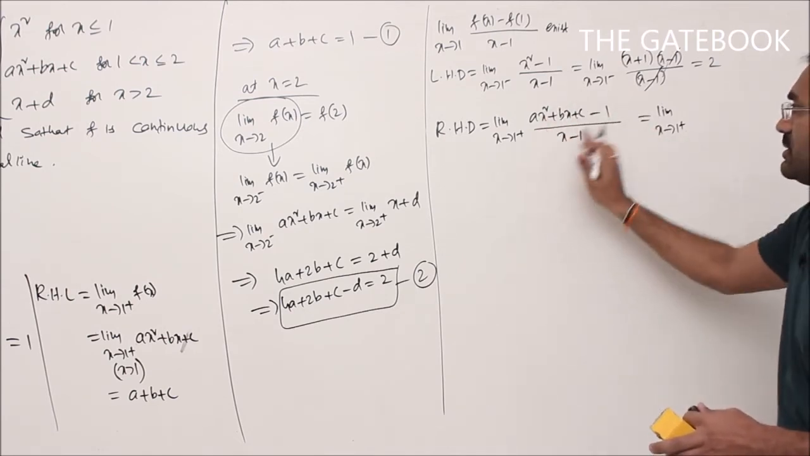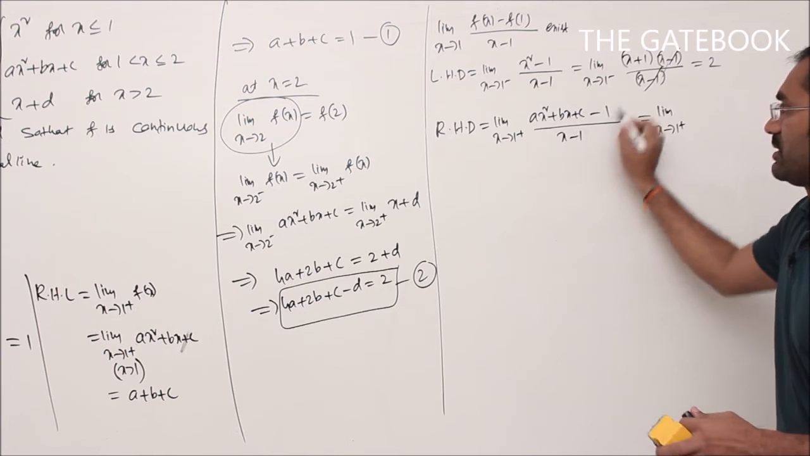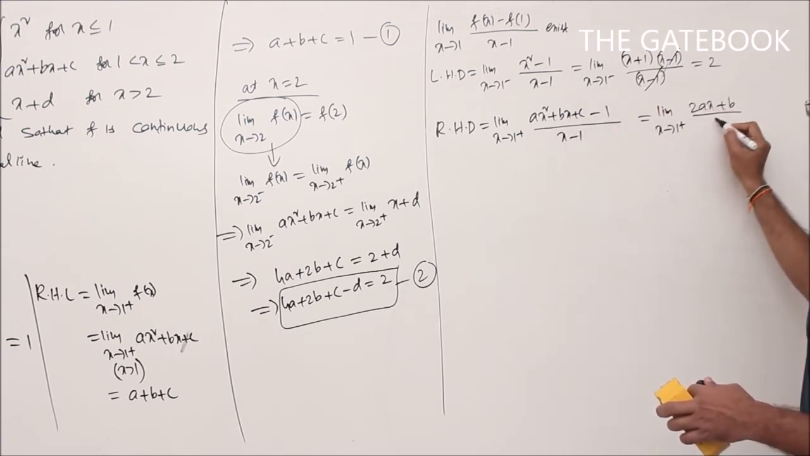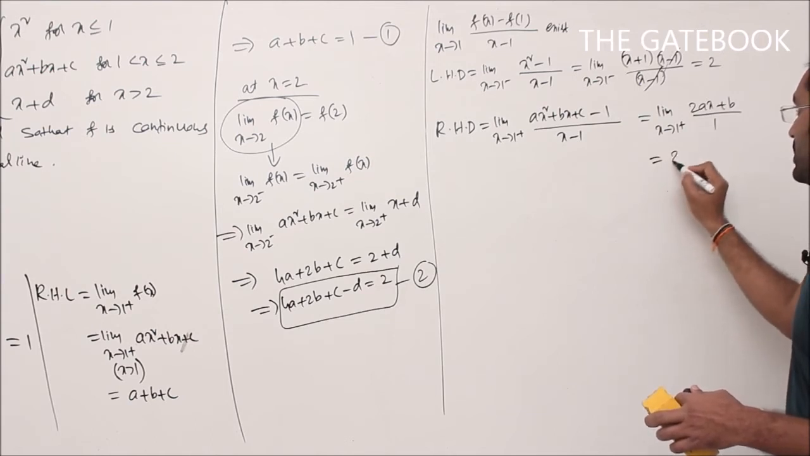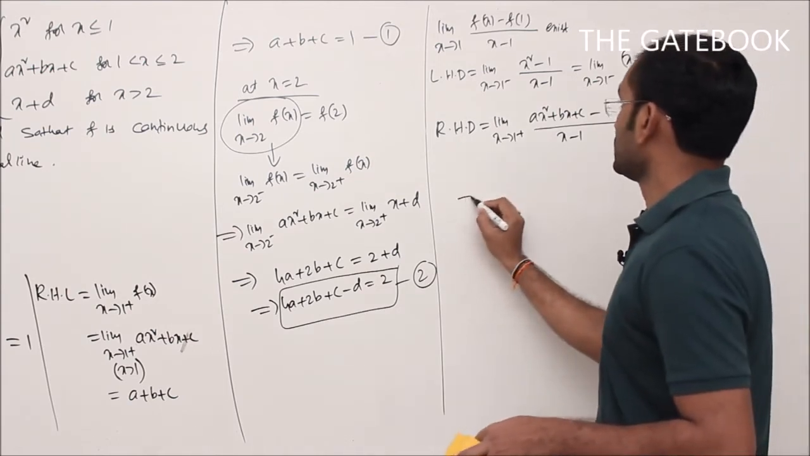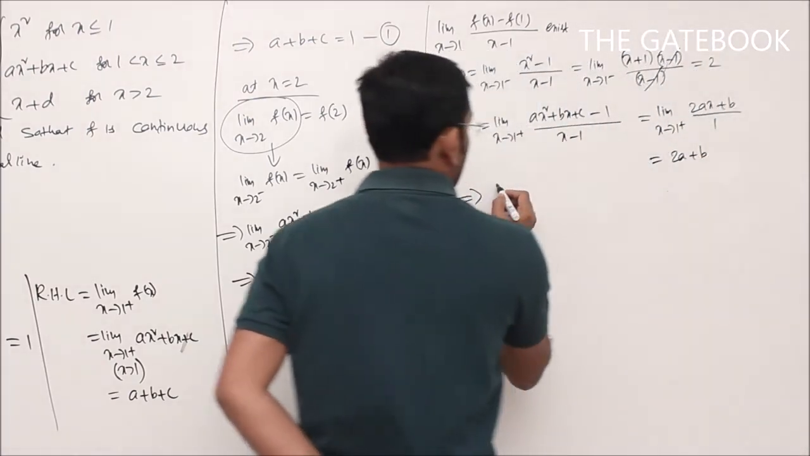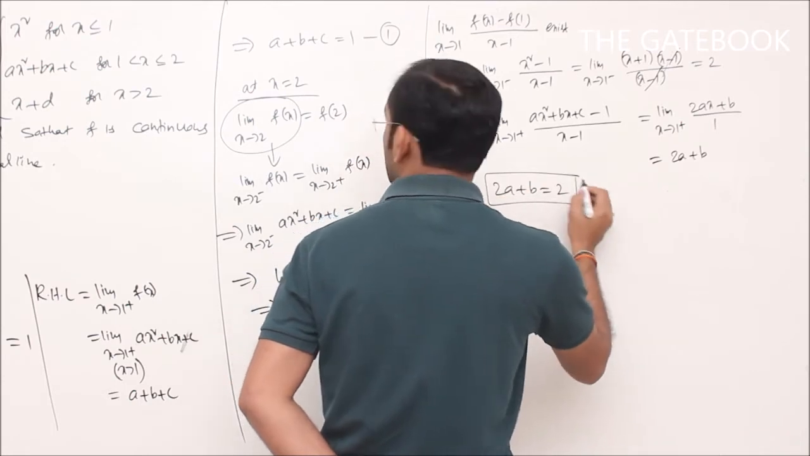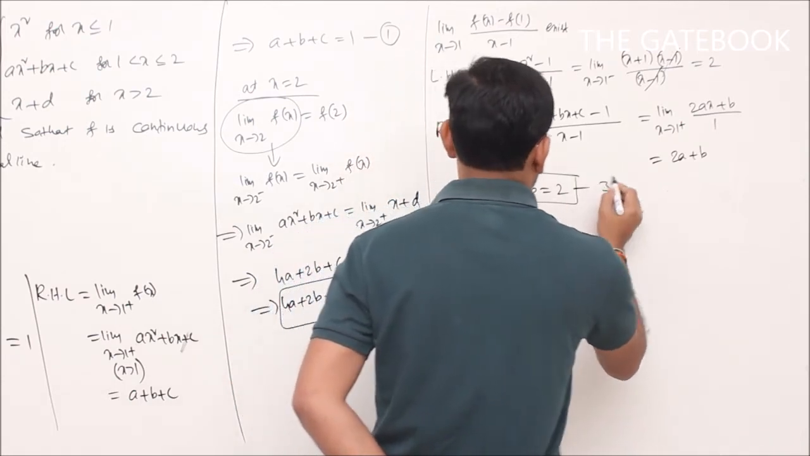So applying that L'Hopital rule now, the derivative of numerator is 2ax plus b by 1. Now replacing x with 1 we get 2a plus b. So it implies LHD must be equal to RHD. So 2a plus b is equal to 2. So that is equation 3.